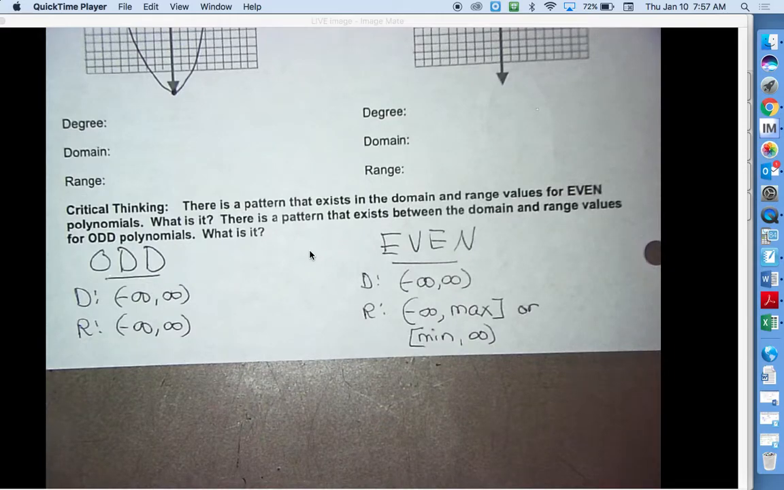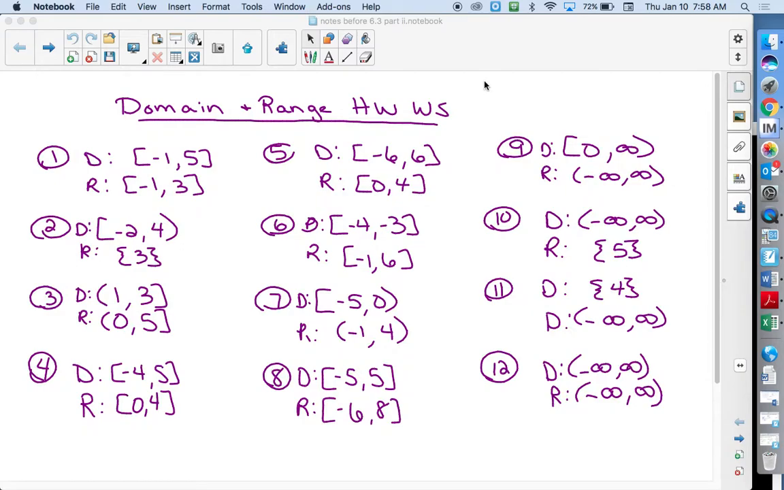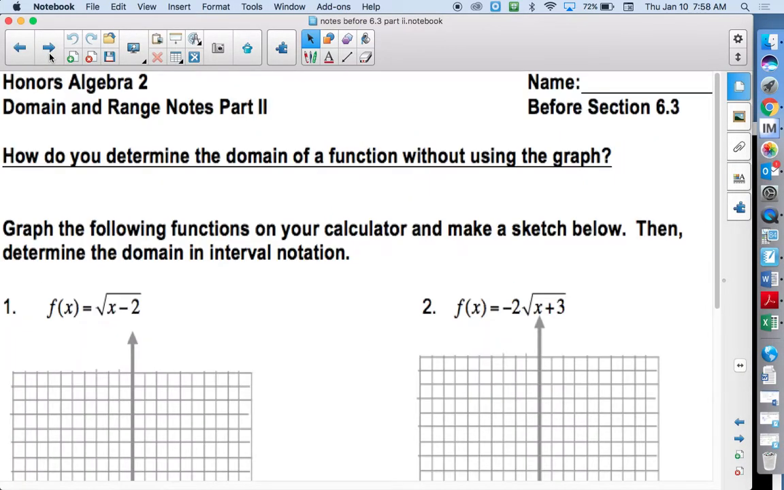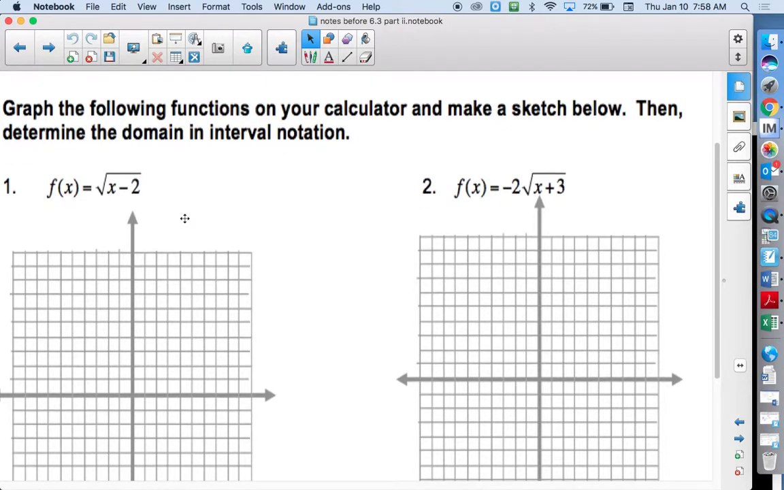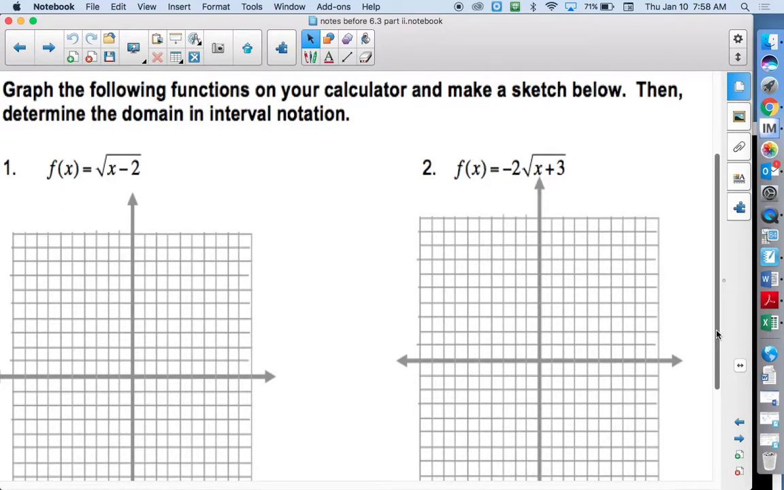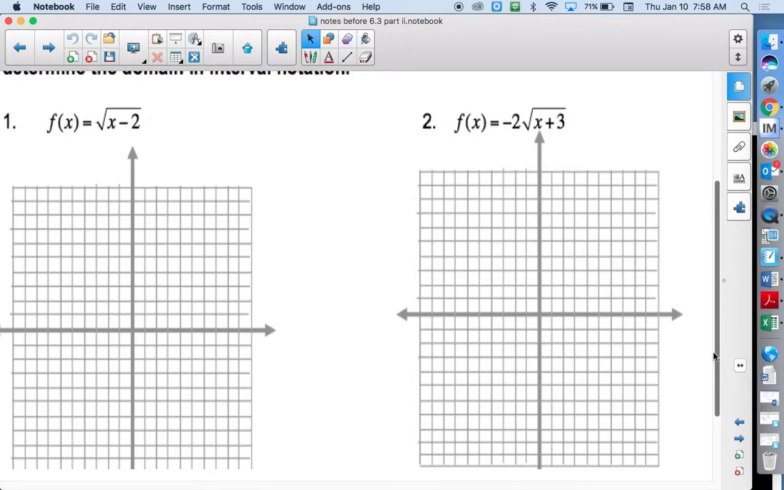So in that little packet that I gave you yesterday, we're going to graph 4 more equations on the calculator. And then after those 4, we will pretty much be able to look at almost any equation and describe the domain or the range of the equation. So you need your calculator for 4 more problems. So we're going to make a quick little sketch again.